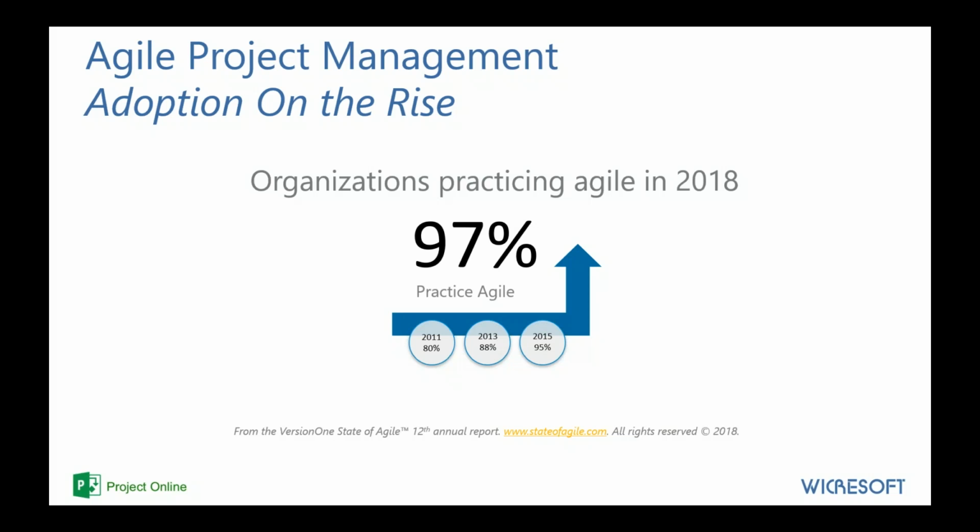The 2018 12th annual State of Agile report found that Agile is indeed on the rise, with 97% of organizations practicing Agile to some extent. This has grown from just 80% in 2011 to close to 100% of organizations surveyed in 2018. So why would you adopt Agile? Well, the report listed many reasons, including accelerated software delivery, an enhanced ability to manage changing priorities, increased productivity, improved project visibility, reduced project risk, and several others.